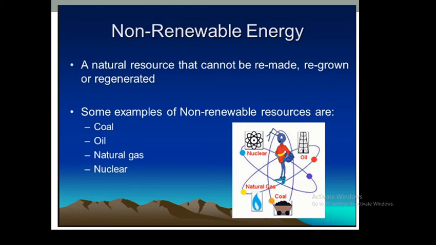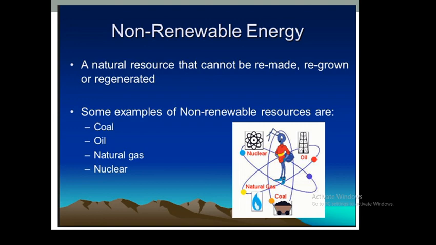Let's have a brief summary. Some of the questions that you may be asked about. Where do fossil fuels come from? They come from rotted plants and animals. How long ago were fossil fuels made? Between 50 to 350 million years ago.